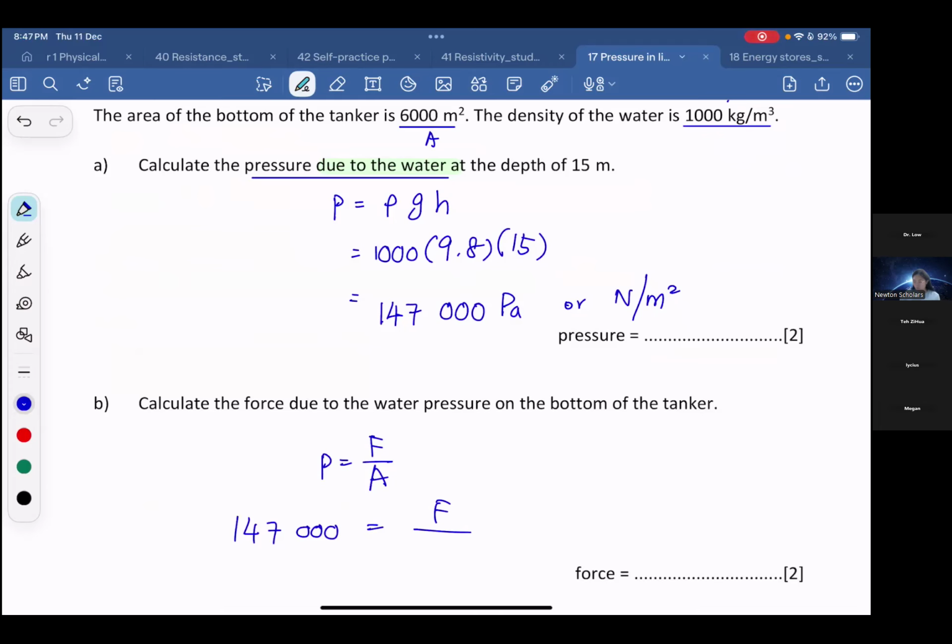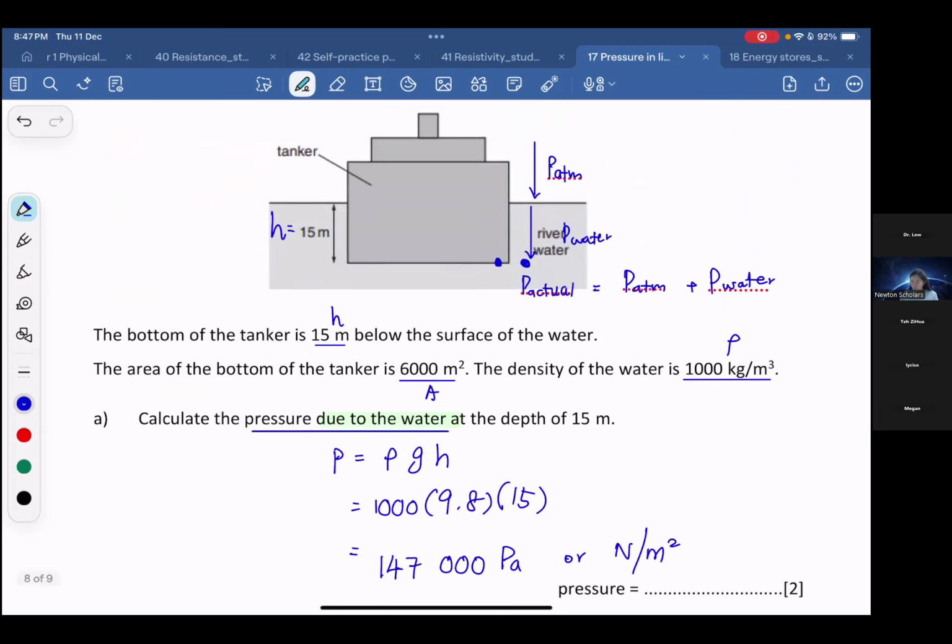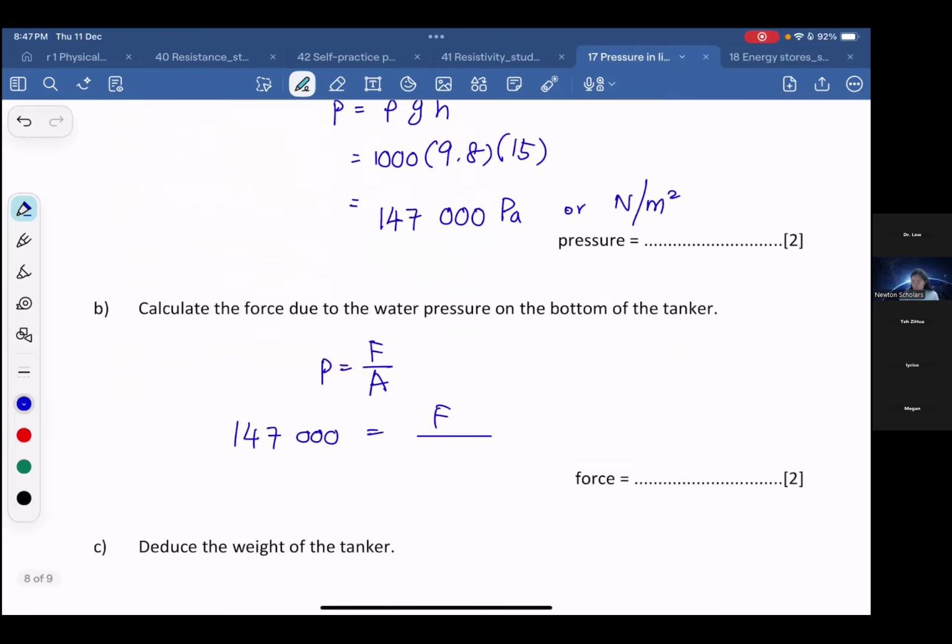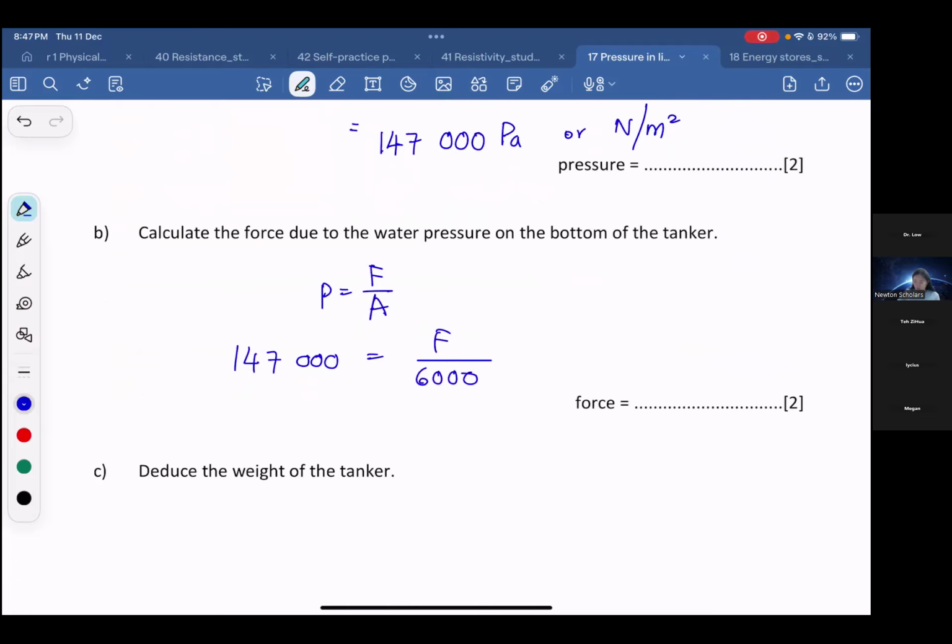147000. The force we don't know. The area is 6,000. Okay, the force here, if you want to write in standard form, is 8.82 times 10 power of 8 Newton. If you write it out with zeros, then it will be 882,000,000 Newton. Okay? It's the same thing.